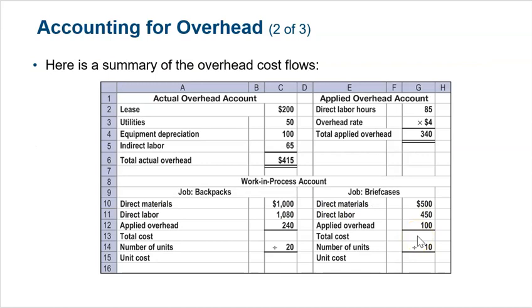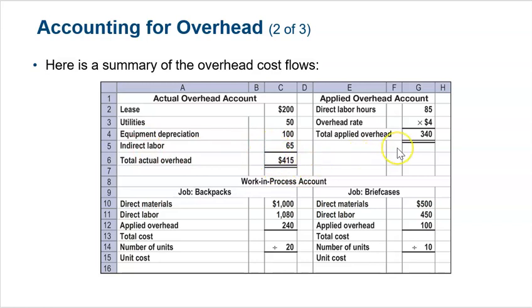All right, so what we have here is a little snippet of an Excel spreadsheet, a summary. We've got our actual overhead account in the upper left corner. These are all of the actual amounts that we are going to incur during the period for lease, utilities, equipment depreciation, which is a non-cash expense, but nevertheless it does count because it's on factory equipment, and then indirect labor, and that totals $415.